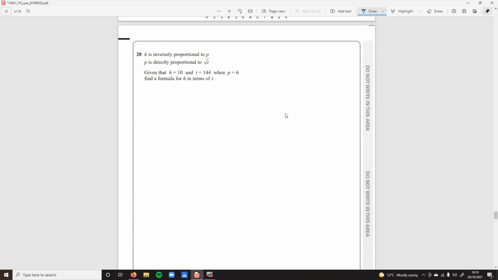Okay, H is inversely proportional to P. P is directly proportional to root T. So H equals K over P, and P equals K root T. Given that H equals 10, and T equals 144 when P equals 6, sorry. 6 equals K times 12, so K equals a half. Find the formula for H in terms of T.